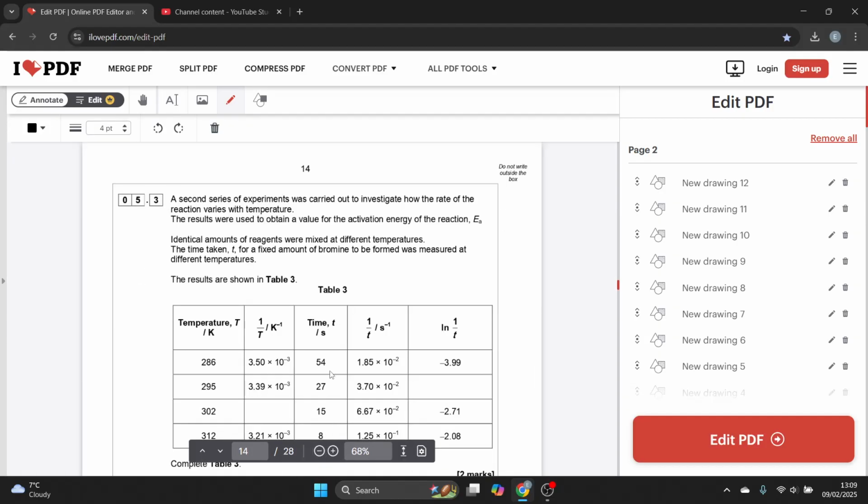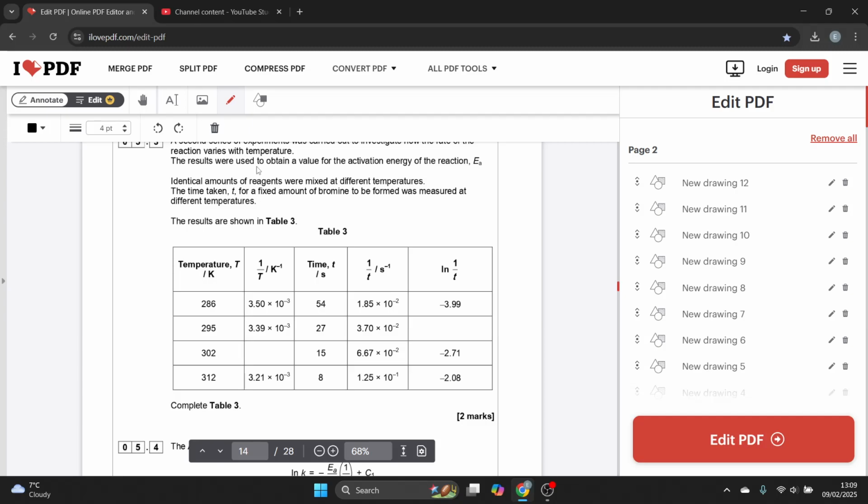5.3. Complete table 3. This is very easy. Just do 1 over t, so 1 over capital T. So 1 over 286, for example, would give you 3.50 times 10 to the power minus 3. 1 over 302 gives 3.31 times 10 to the power minus 3. And then ln 1 over t, minus 3.30.